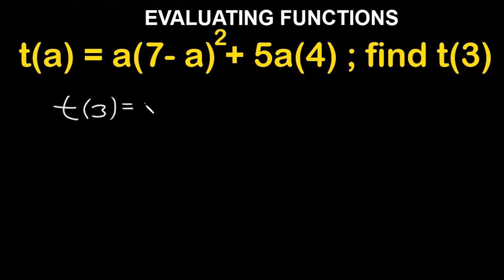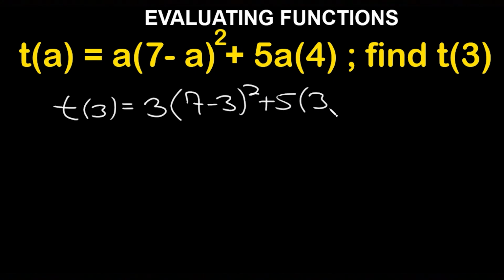So equal to, here's an A, plug in a 3. And then 7 minus, here's another A, plug in a 3. Right, squared plus 5 times A, so I have to plug in a 3 there. Okay, and then times 4. Okay, all we have to do is evaluate and then we're done.